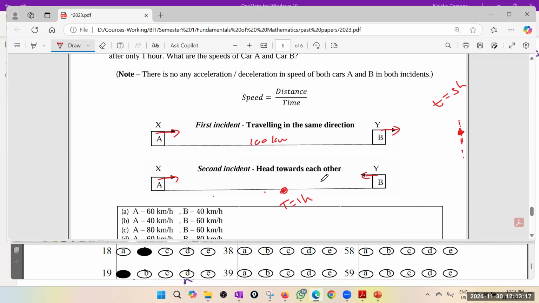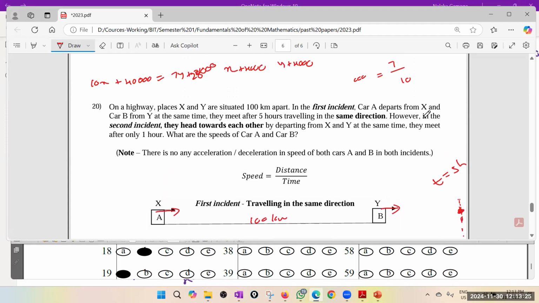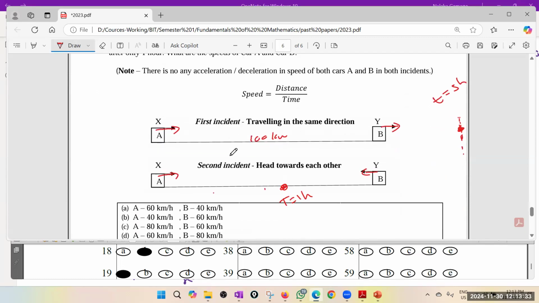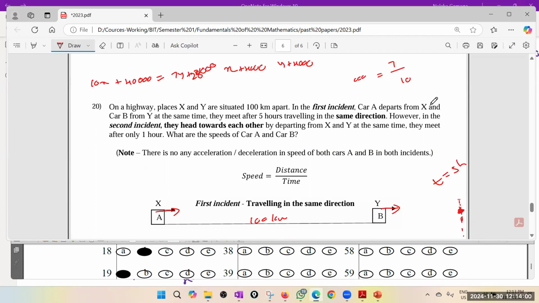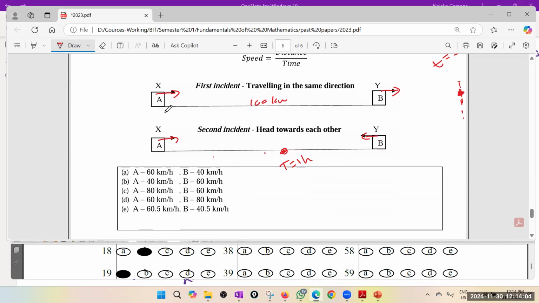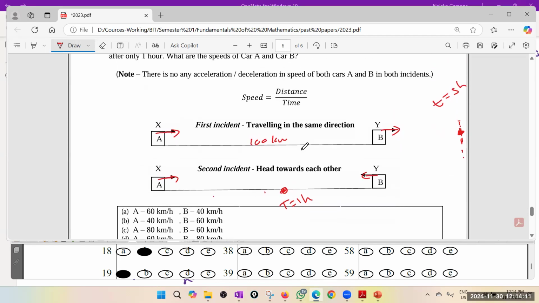Okay. So therefore, we can write one formula. Let's assume, are they traveling at the same speed in both the cases? They have not mentioned, actually, they should have mentioned that they are traveling at the same speed. I think the examiner has forgotten to mention that. Same direction. However, in the second instance, they are coming towards each other. Same time, they meet. There's no deceleration. Anyway, the examiner has not mentioned that they travel at the same speed. Because if they travel at different speeds, I don't think we can do this question because there are so many unknowns.